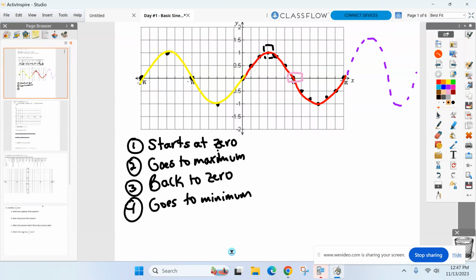And then where does it end? Back at 0. All right, so this is the sequence I need you guys to know, it'll come naturally. It's nothing you have to memorize. This is the sequence of every sine curve and where it goes. The only thing that's going to change for us today is where the maximum and the minimum are, because here it was 1, it may change.